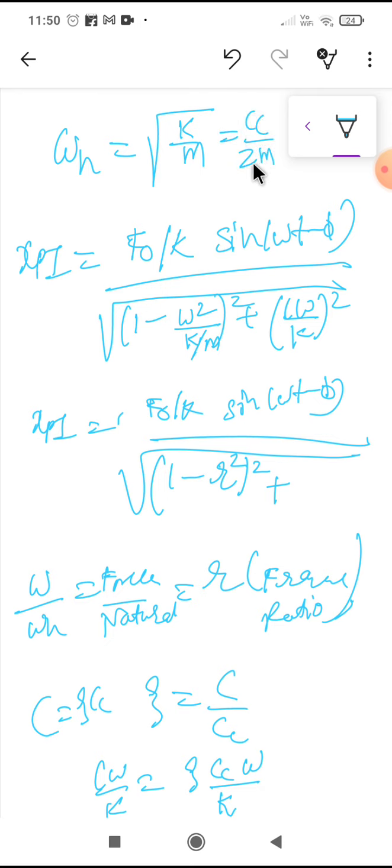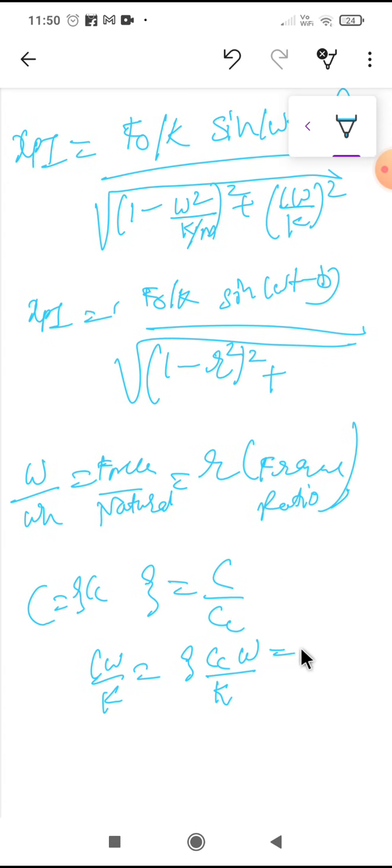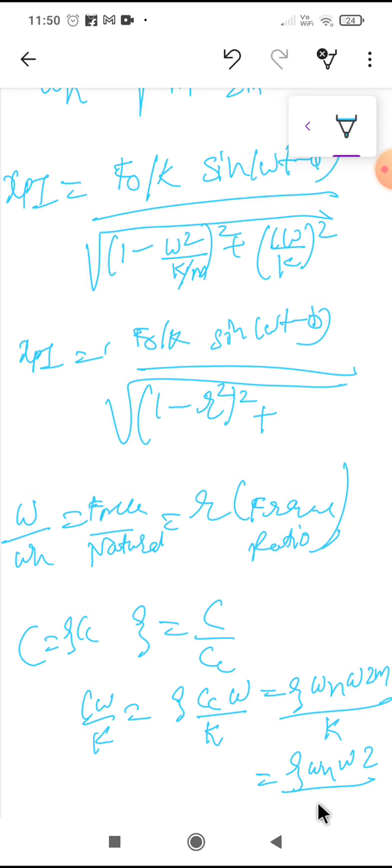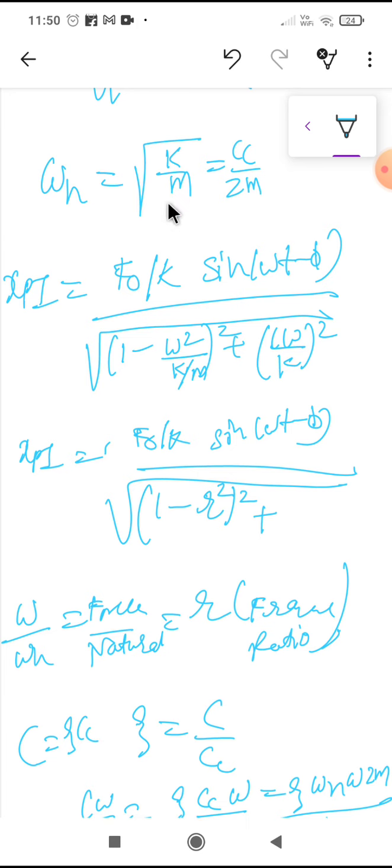So instead of cc I can write it as omega n 2m. So I can write here zeta omega n into 2m into omega, divided by k. Now what is k by m? So k by m is omega n square. So here zeta omega n omega into 2, I can write this omega n square. So k by m is also omega n square, as I have mentioned here.